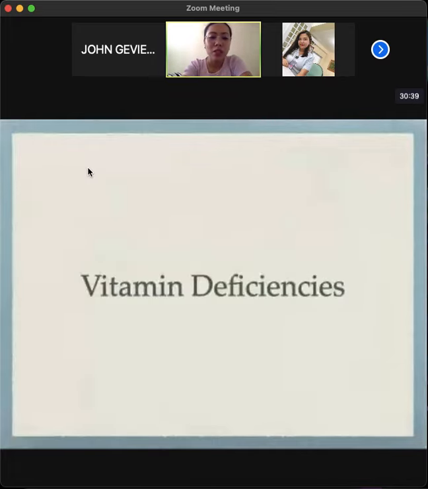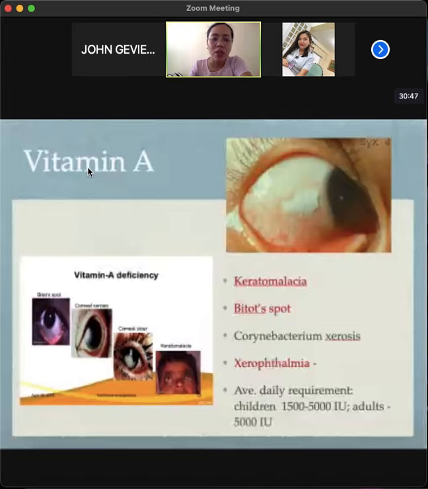Next would be vitamin deficiency. This can also result in many ophthalmic manifestations. Vitamin A deficient eyes are at risk of bilateral corneal ulcers, keratomalacia, or a soft necrotic cornea. Bitot's spots are very particular to vitamin A deficiency. These are whitish, wedge-shaped keratinized areas in the conjunctiva. When you do scraping here, you would see Corynebacterium xerosis.